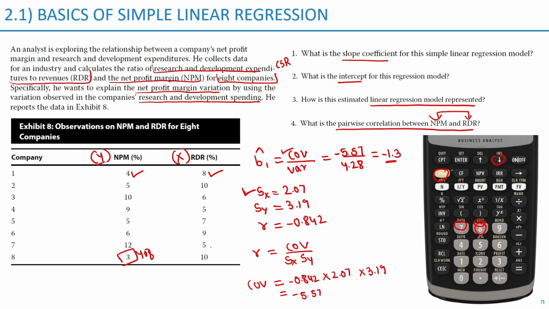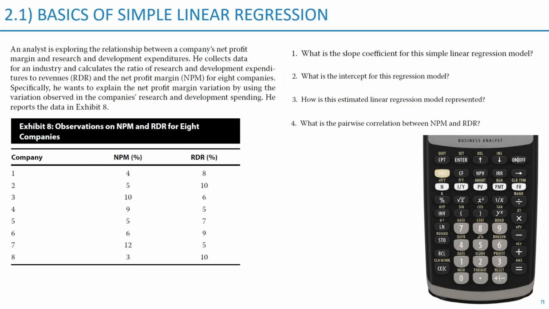A slope coefficient of negative 1.3 implies that for 1 unit increase in the independent variable, the dependent variable will decrease by 1.3 units. So this is the slope coefficient. Now let us calculate the intercept. Intercept equals the average of the dependent variable.